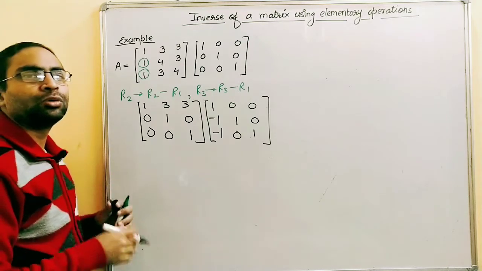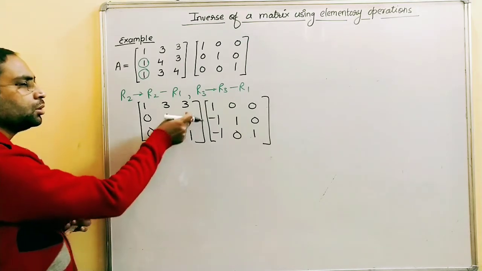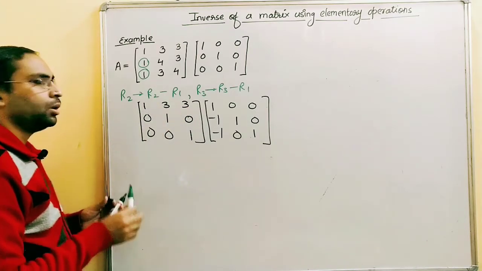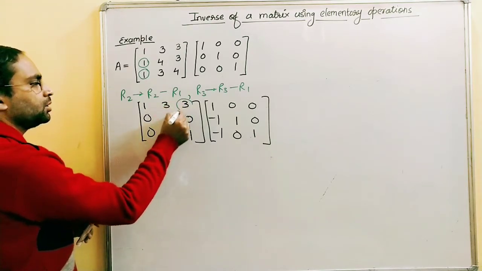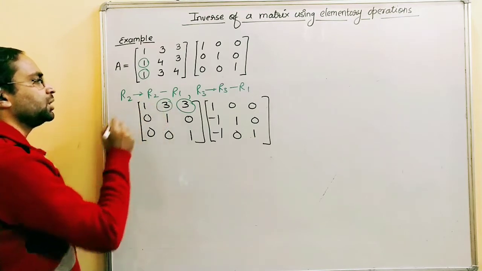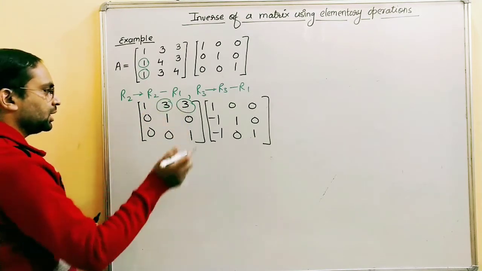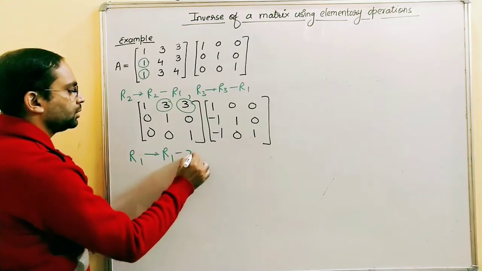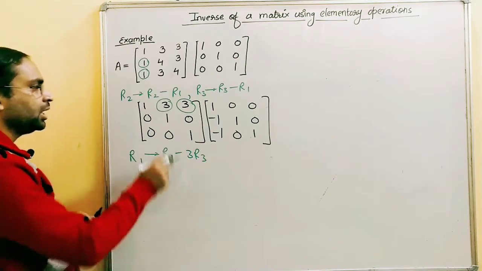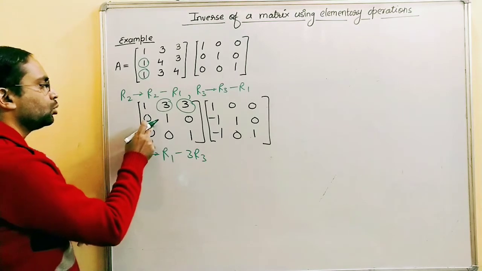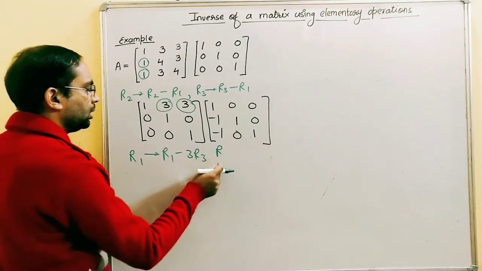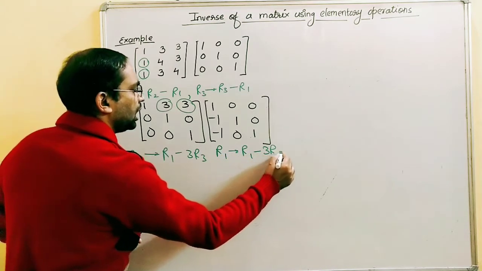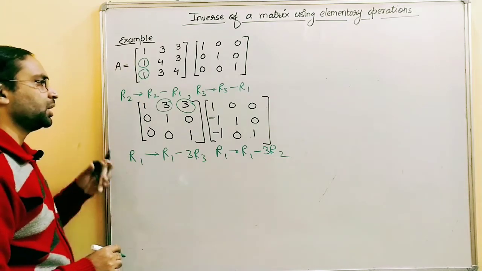Now I need to convert this into a lower triangular matrix. This is already 0. I will target this element and then this element. For these two purposes, I need to perform two operations, to convert this into 0 and then to convert this into 0. First, to convert this element into 0, I will convert R1 by R1 minus 3R3. This is one operation, and for the other I'll perform the operation with row number 2. The next operation will be R1 converted by R1 minus 3R2. So these are the two operations I need to perform here.